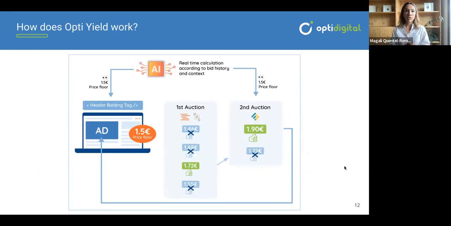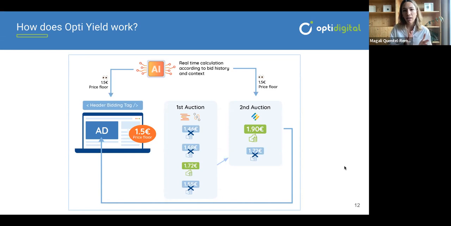So how does it work? The solution is implemented through an SDK on your site and calculates everything in the website, in the terminal. Once our engine has calculated the best price floor to set up, in this example €1.50, it sends this price to both the header bidding partners and to the ad server. In this example, our ad server is Google Ad Manager, but it may work in another environment too.